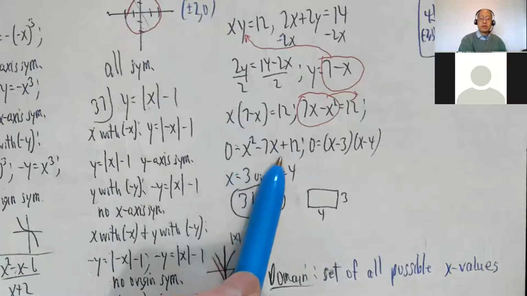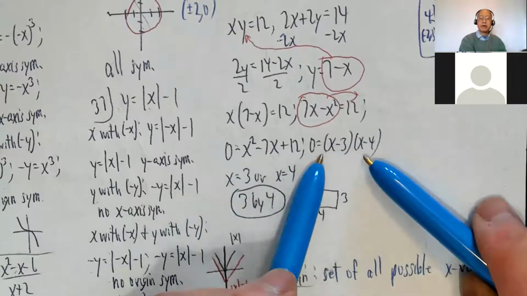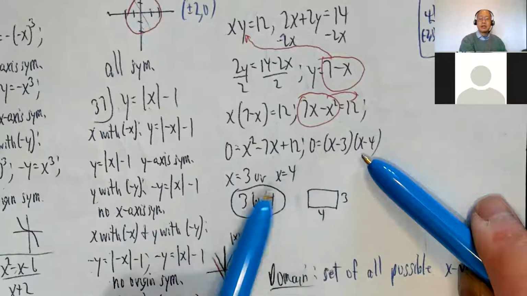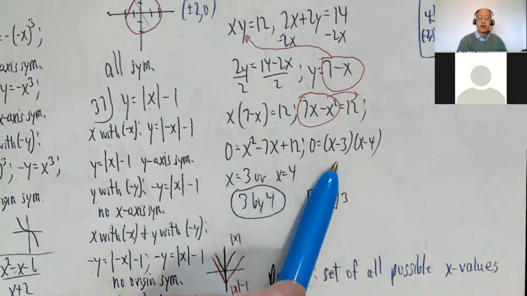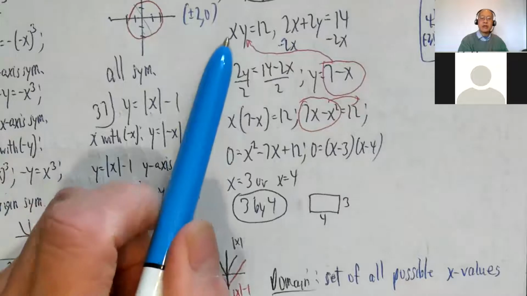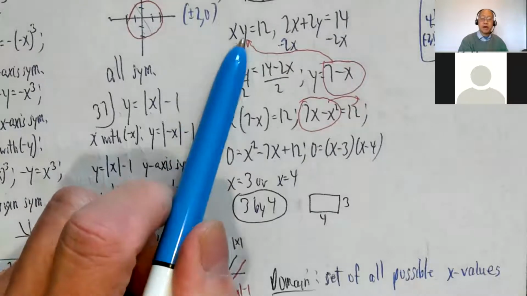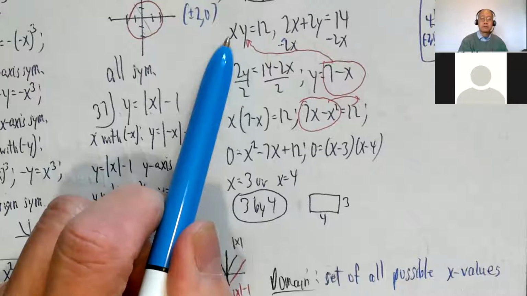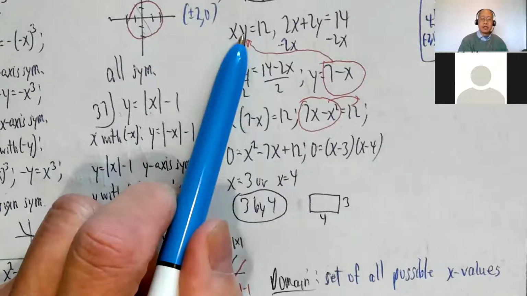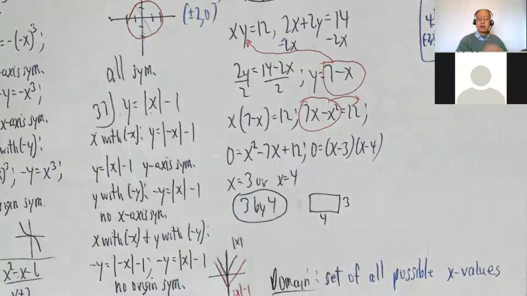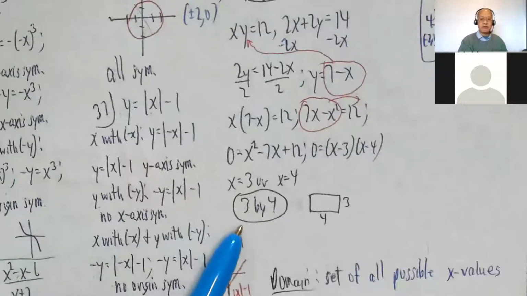x squared minus 7x plus 12 factors into x minus 3, x minus 4. And that gives me x is 3 or x is 4, which represents really only one rectangle, because if I plug back in, if I plug in 3 here, then y would have to be 4. And if I plug in 4, then y would have to be 3. So it's either 3 by 4 or 4 by 3. That's not really a different rectangle. So the final answer is just 3 by 4.